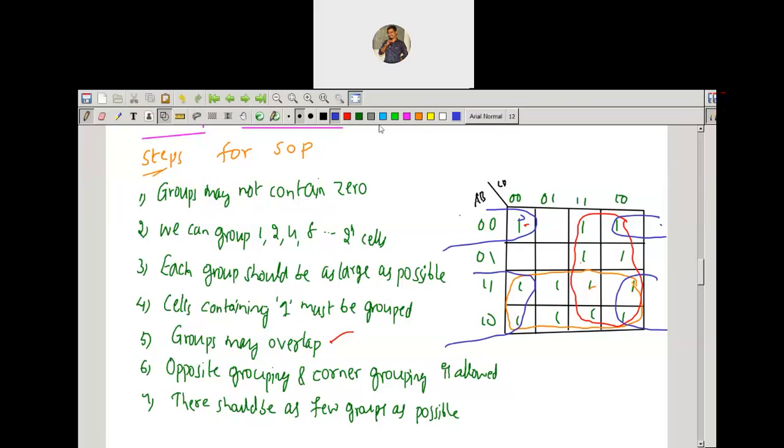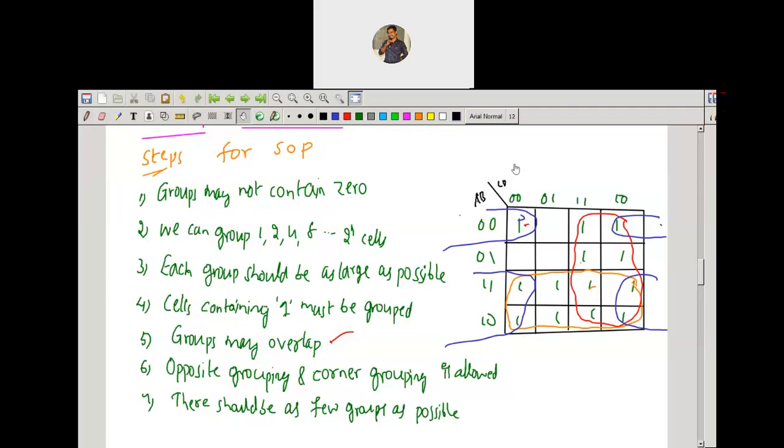Now coming to corner grouping. What do I mean by corner grouping? You have every corner. These four are the corners. So this is a 0 0, this is one corner, this is one corner, this is one corner. So there is a possibility of corner grouping also.